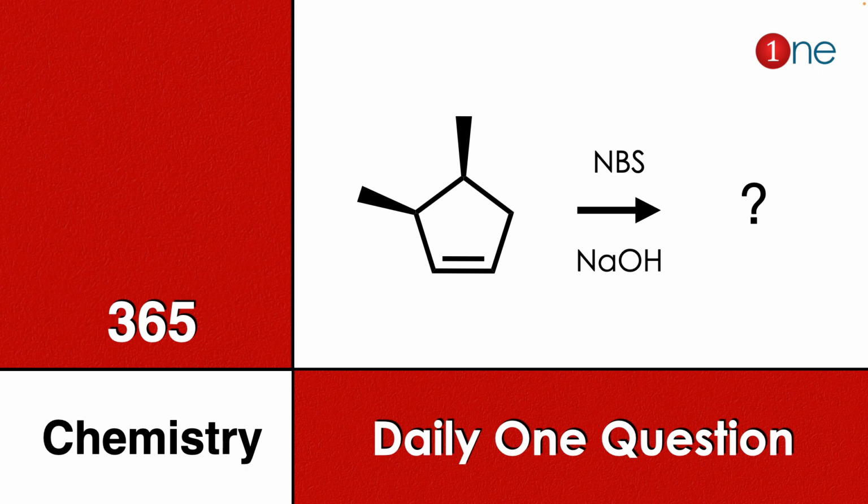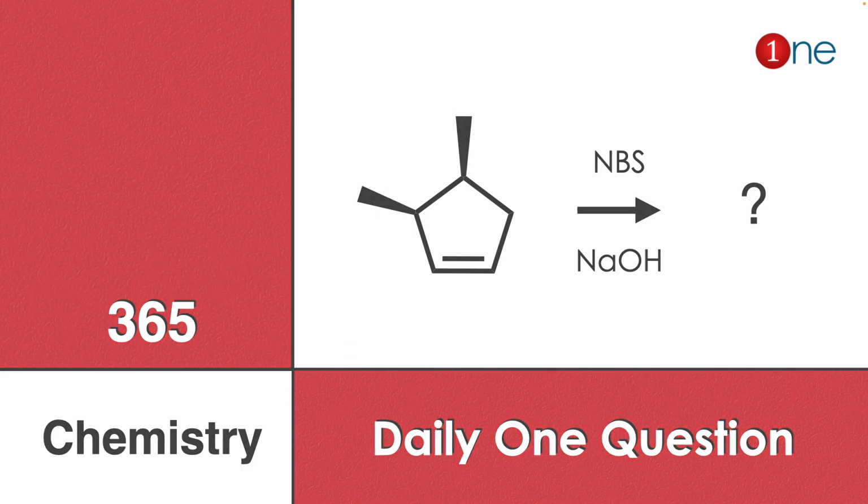Here a cyclopentene compound is given with 2 methyl groups. The 2 methyl groups are stereospecified. They are cis to each other. You are using NBS, N-bromosuccinimide, and sodium hydroxide. You have to find the product.